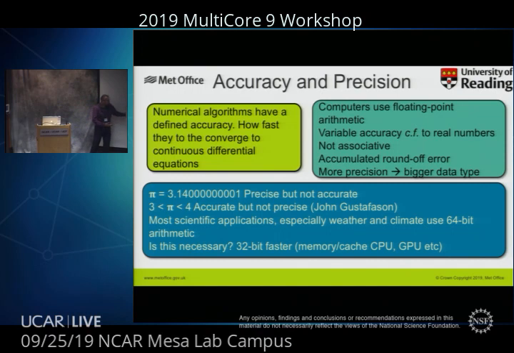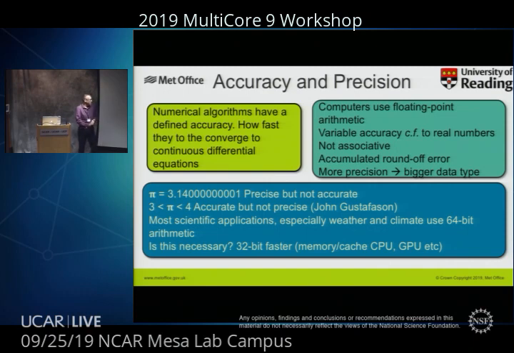This is a quote from John Gustafson, who has various talks about what you could do instead of floating point numbers, but I've just taken this because it's a good example. So pi is 3.14 with a load of zeros and a 1. That's very precise, but it's not very accurate because it's wrong. Whereas pi is between 3 and 4 is accurate, but it's not precise.